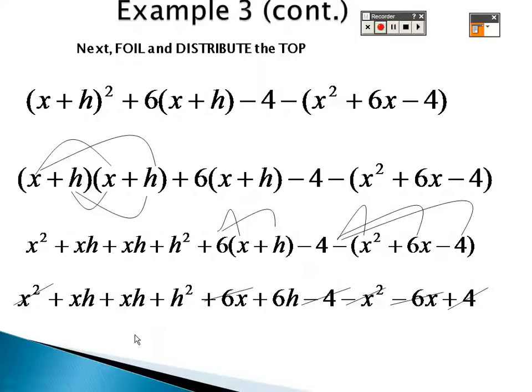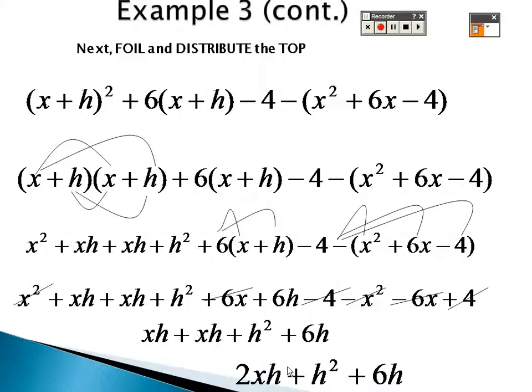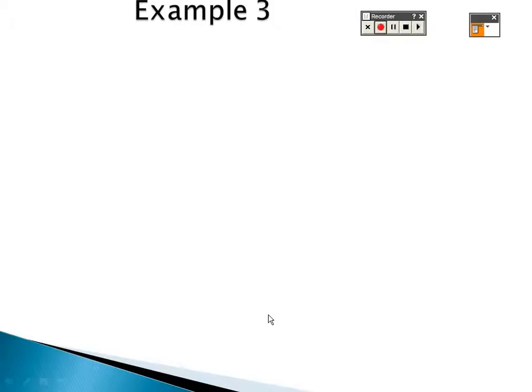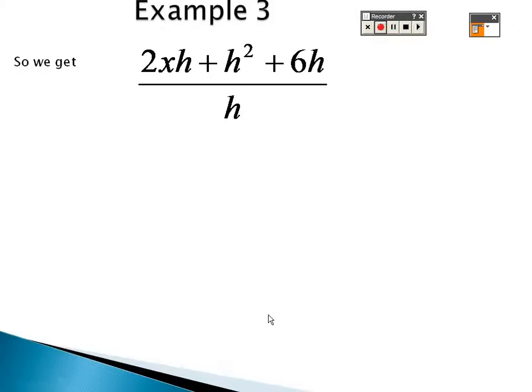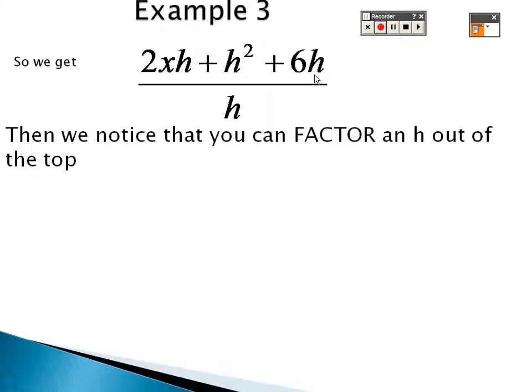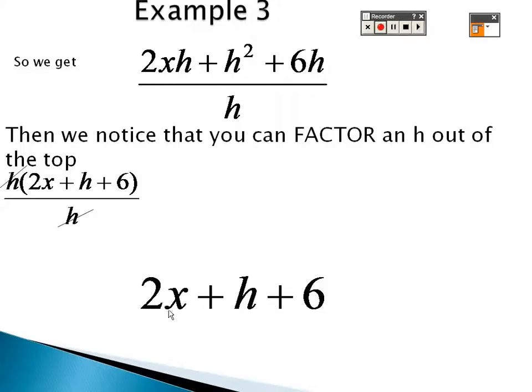So currently it looks like I have two of those, an h squared and a 6h. Every single one of those has an h in it, so I can factor that out. And now the top and the bottom all have an h, so I can take that out of each. That leaves me with 2x plus h plus 6 after I simplified it with the difference quotient.